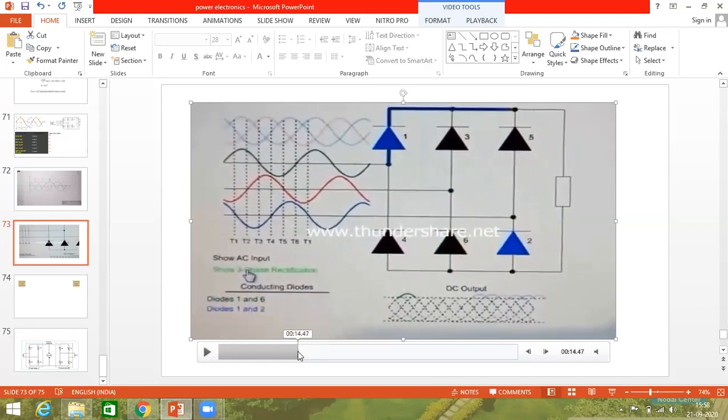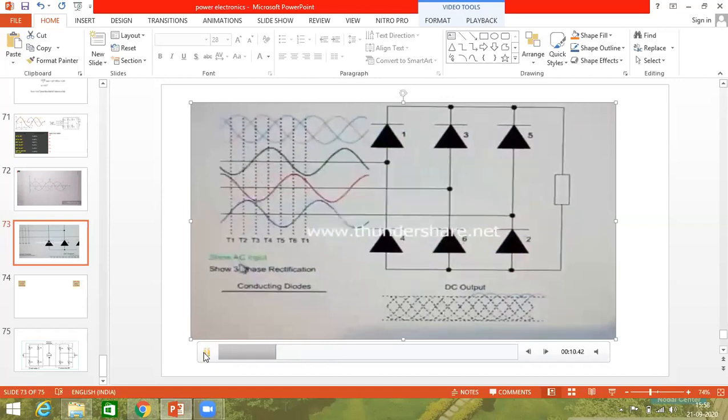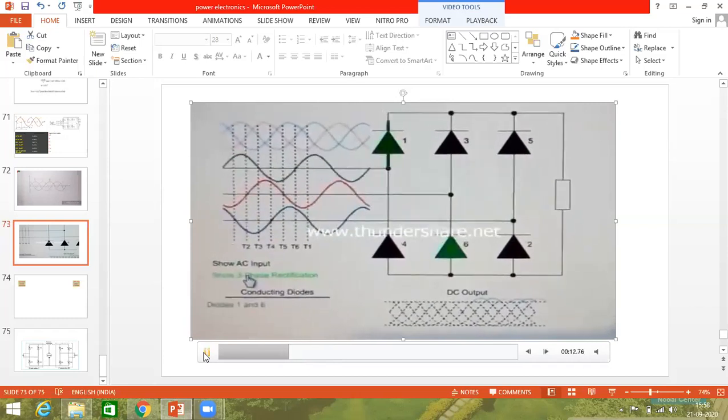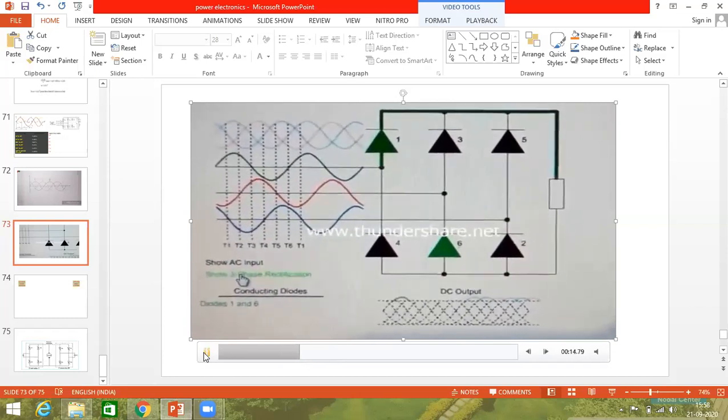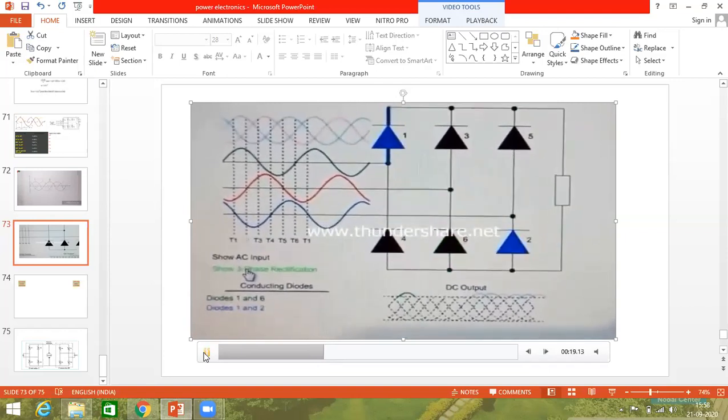So the first case we have taken. Once again I'll show. This is a complicated topic. Now you see, current flows from T1 to load, load to T6, and again from T6 to the respective B. Now next case you can see.